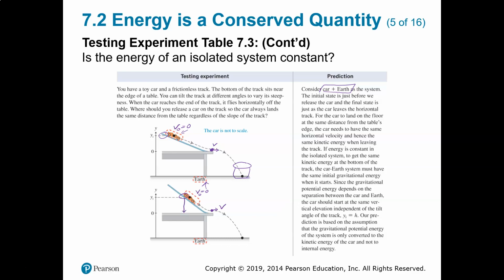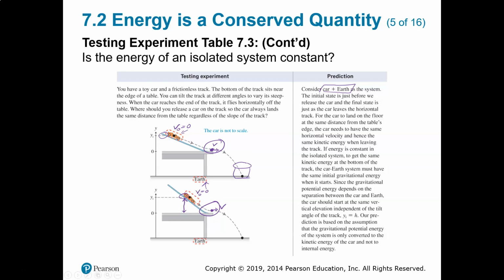They start with the same gravitational potential energy, regardless of the incline of the ramp. They start with the same height. So they start with the same gravitational potential energy that is then transferred into kinetic energy. And that is the piece that creates this velocity being the same.